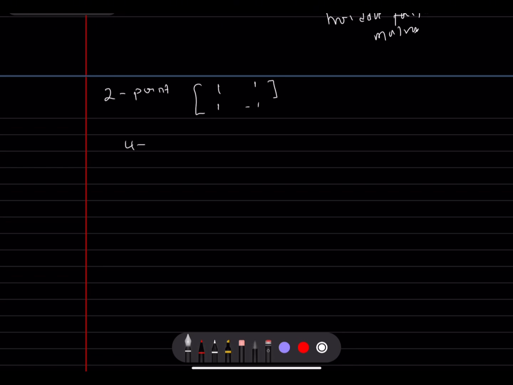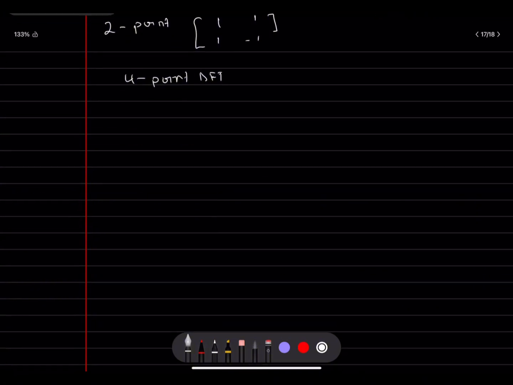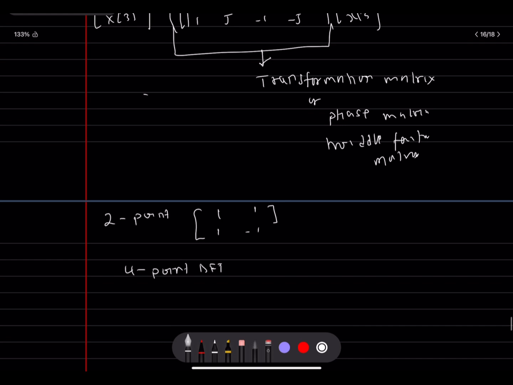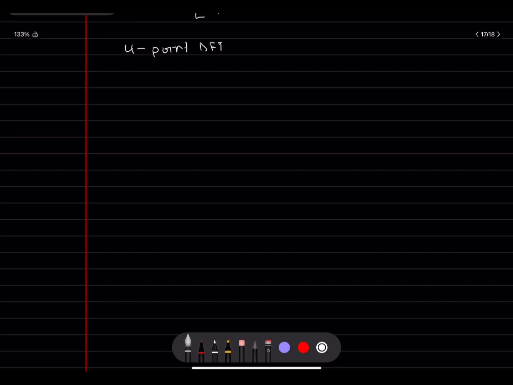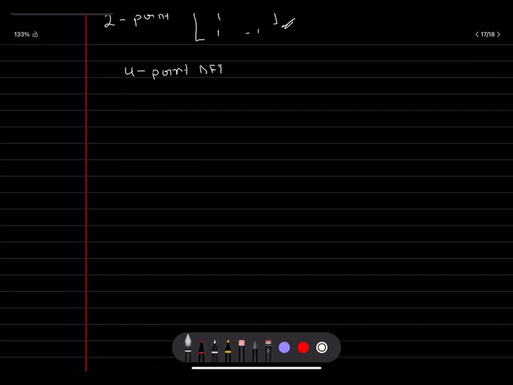For a 4-point DFT, that is something you must know on your fingertips. This is not the time to draw the complex plane and then do 1, -1, j, -j. If you do this, you will get it all right, but it will waste your time a bit. So when it's a 2-point DFT, you use this. When it's a 4-point DFT, the Twiddle factor matrix is what you need to do.